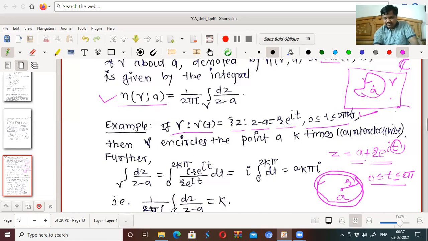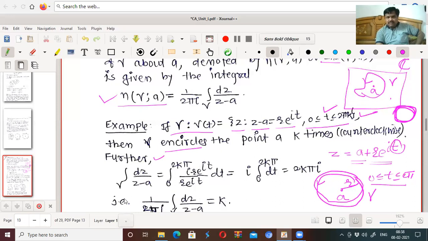So you are going round this one k times. With t from 0 to 2 pi k, gamma encircles the point A k times counterclockwise. That means gamma is a circle having center at A, so the point is inside gamma, with radius r, and it is revolving k times.